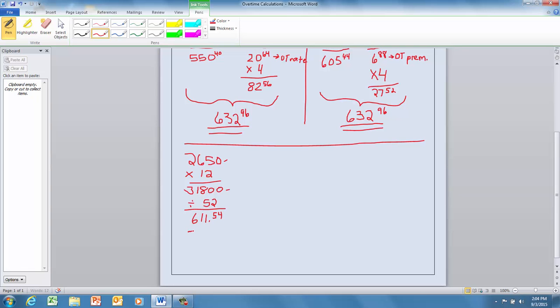And I'm going to divide it by how many hours she normally works for this amount of money, which is 37.5. Divide by 37.5. And that's $16.31. Okay? So that is her regular rate.